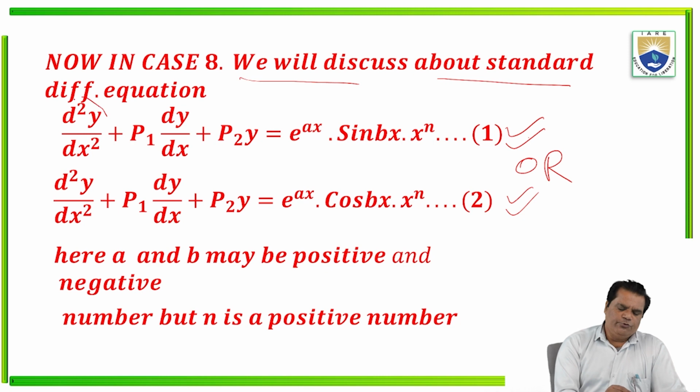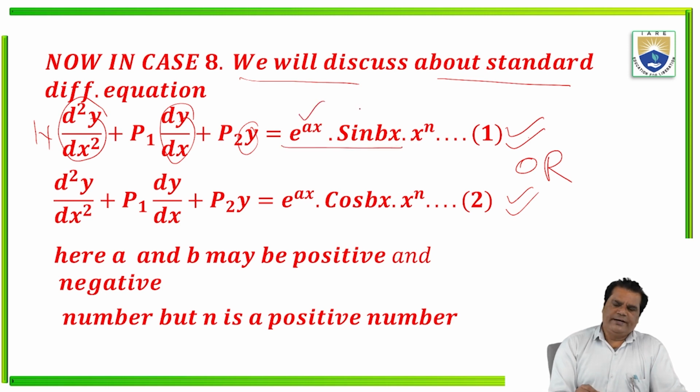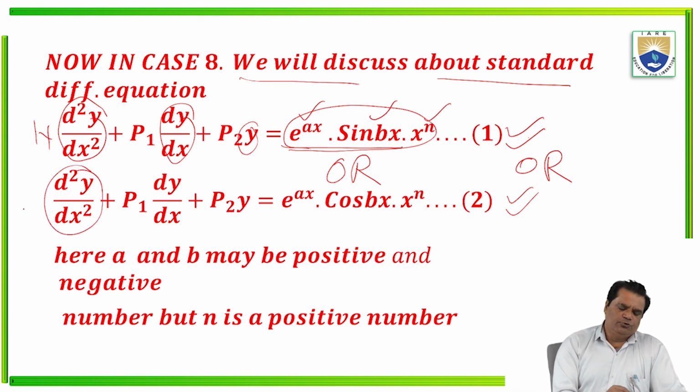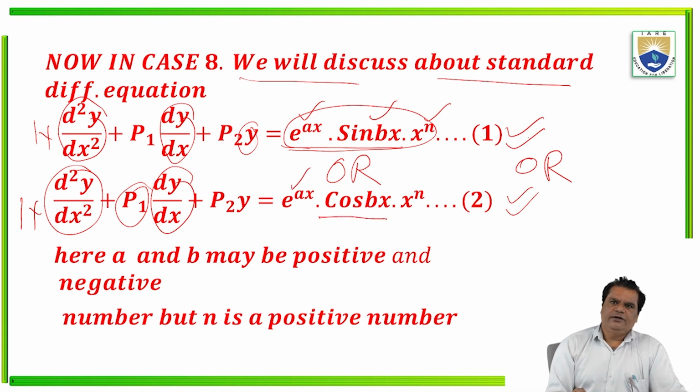Here d2y by dx2 multiplied by 1, plus p1 dy by dx, plus p2 y, equal to e to the power ax sin bx x to the power n. Here three functions are multiplied. Or it may be of this type: d2y by dx2 multiplied by 1, plus p1 dy by dx, plus p2 y, equal to the same exponential function, cos bx, x to the power n. All three functions are multiplied.